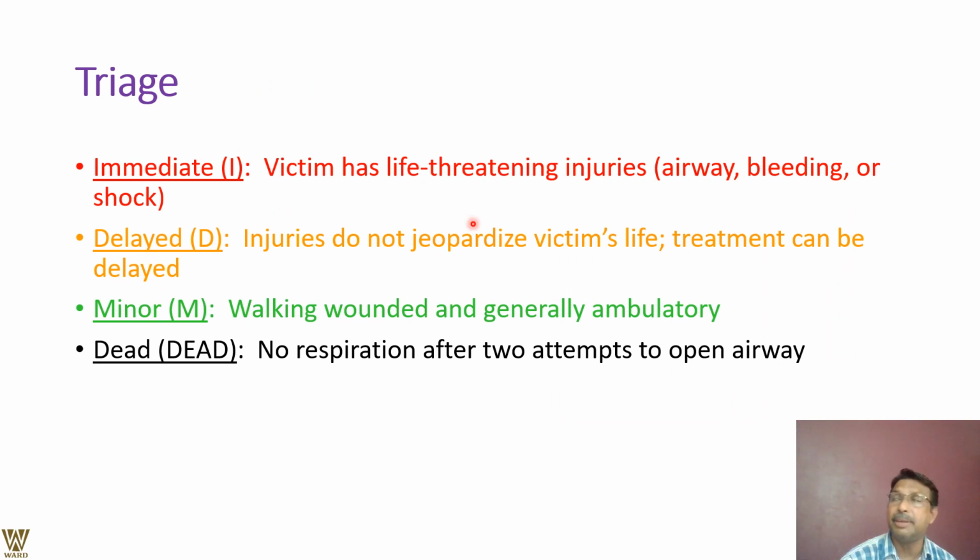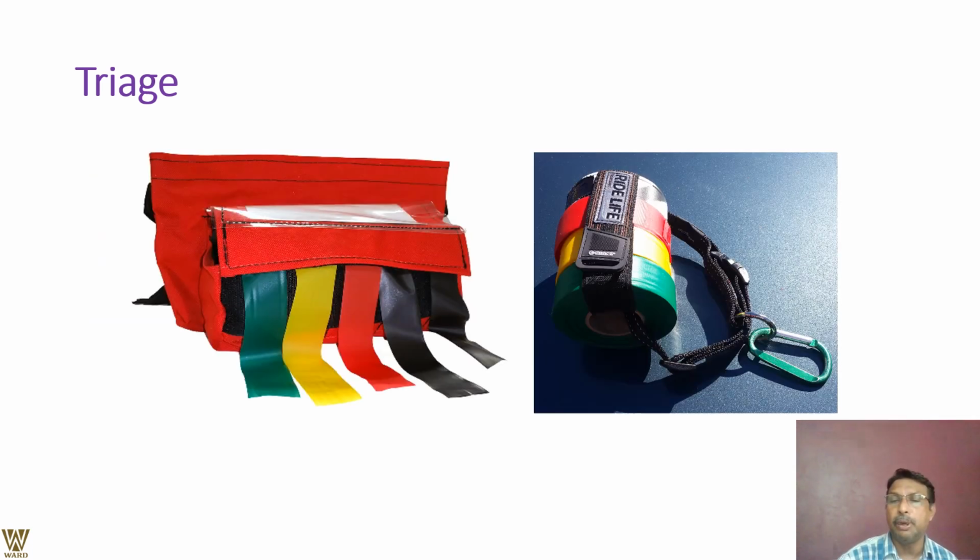Remember, an immediate victim has life-threatening injuries: blocked airways, excessive bleeding, or fluctuating blood pressure, the shock. Then we have the delayed: injuries can jeopardize the victim's life, but treatment can be delayed. It is not a priority number one. Minor: the victim is injured, but is awake, conscious, walking, mobile, and able to take care of himself or herself. Dead: no respiration, even after two attempts to open the airways. Now, these are the triage categories that go around here.